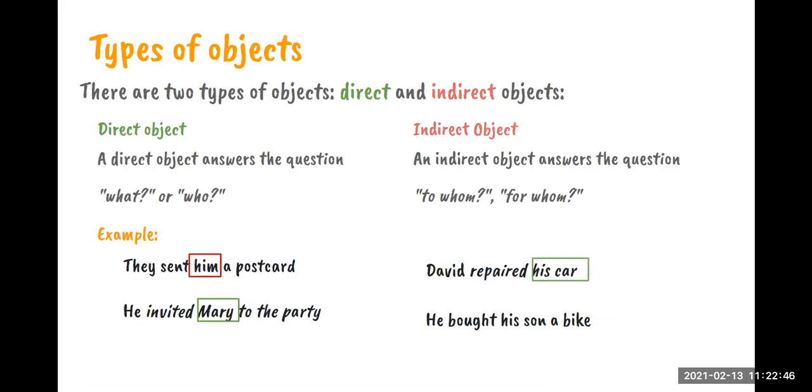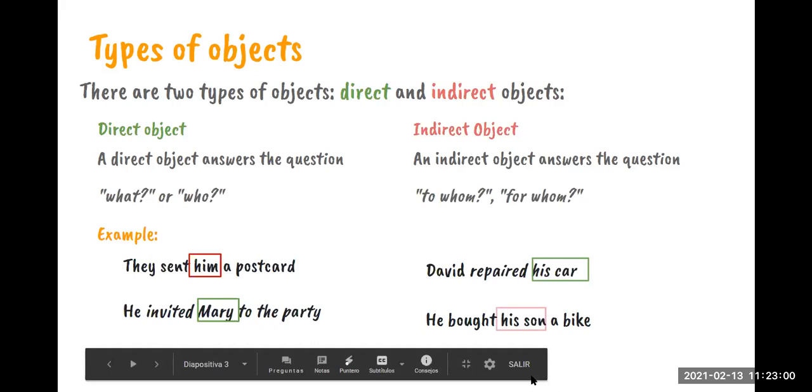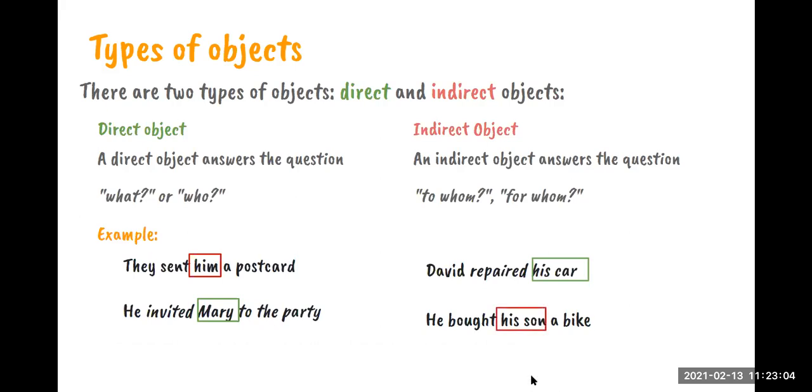What is the object in the last? His son. Okay, direct or indirect? Indirect. And answer the question: for whom? For whom, right? He bought his son a bike. For whom? For his son. Okay, good. So let's see here.